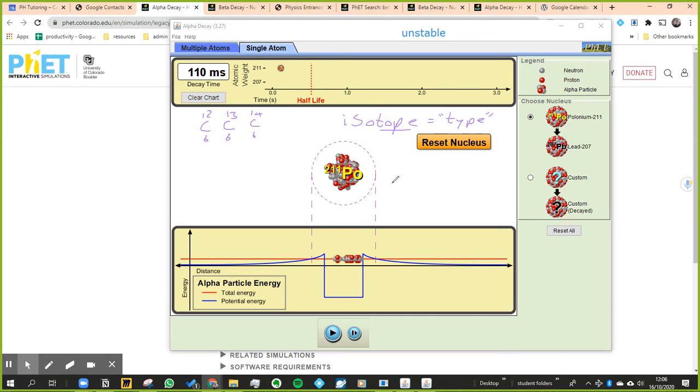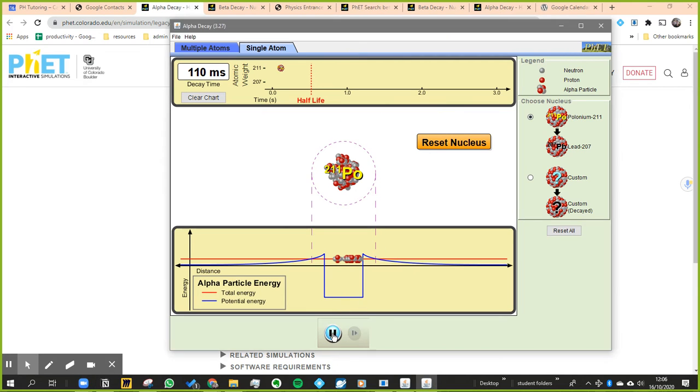So just to be clear, the atomic number of polonium is 84. That means every polonium atom has 84 protons. The atomic number is the protons. We're going to see this now decay. I said that an unstable atom will decay. What do I mean? Well, let's just see what happens when I press play.